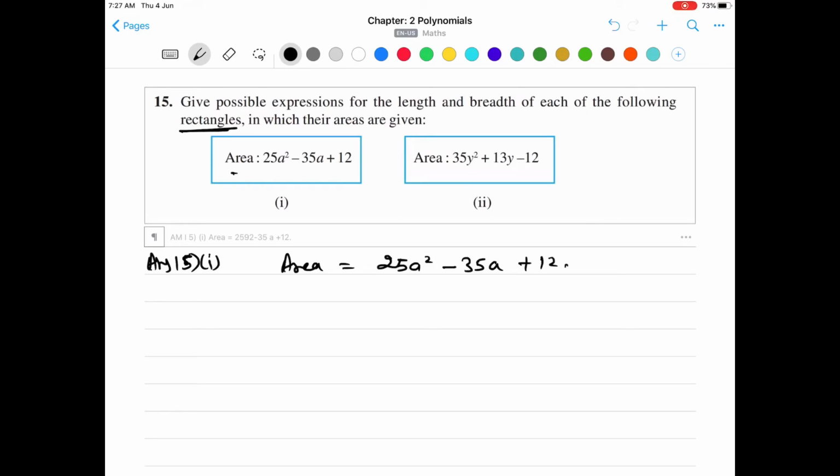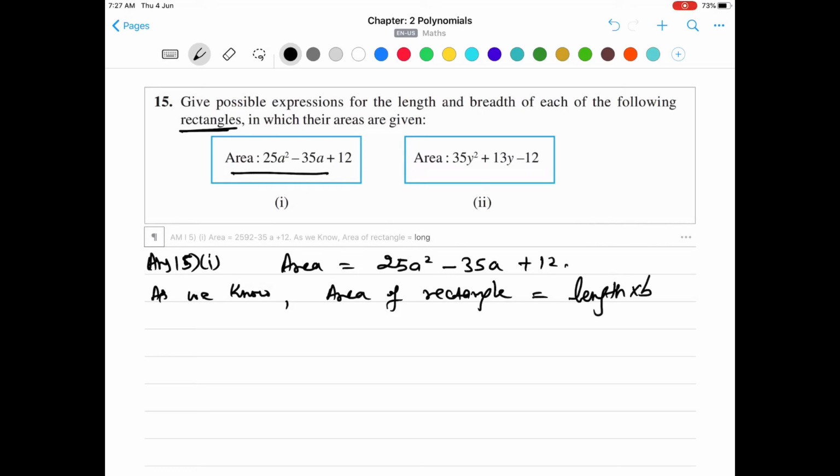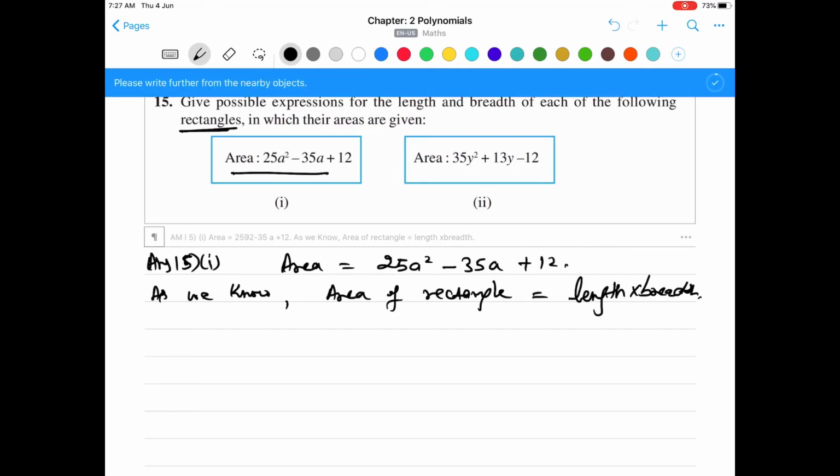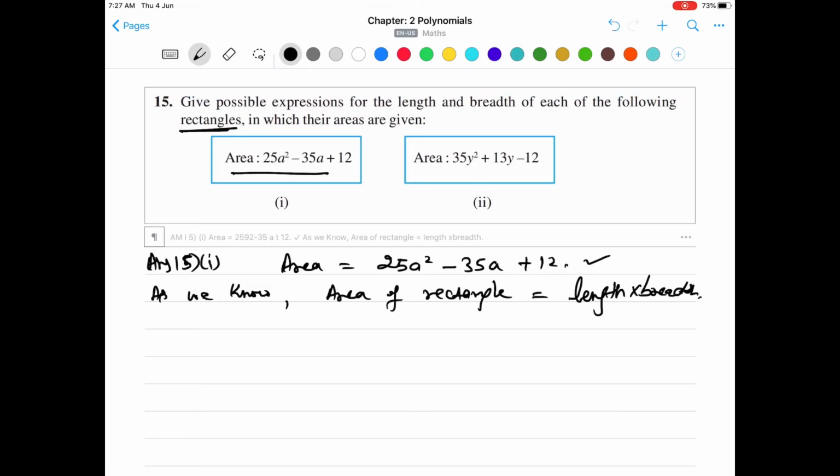As it is given that it's a rectangle, and the area of a rectangle is given by length into breadth, as we know, area of rectangle is given by length into breadth. That means we have got this polynomial by multiplying length into breadth, and now we have to find that length and the breadth as you are asked to express them. Okay, so this can be done by finding the factors of this given polynomial.